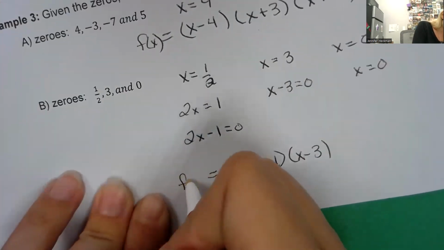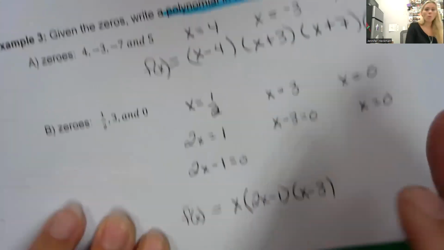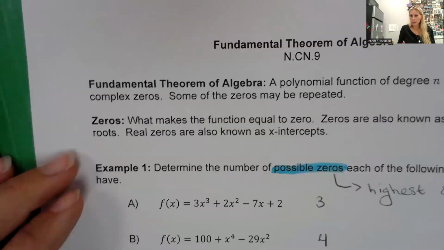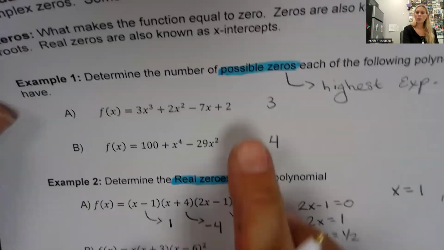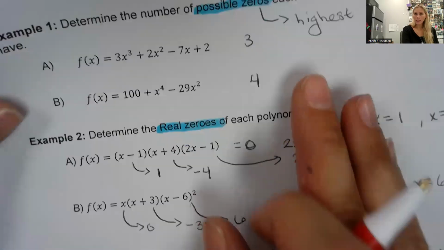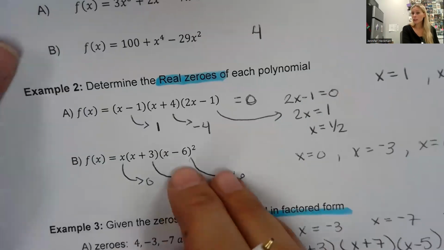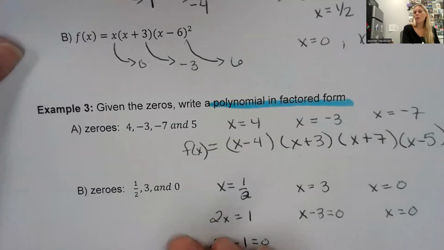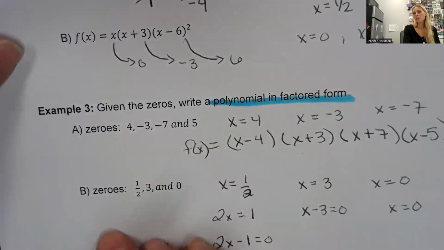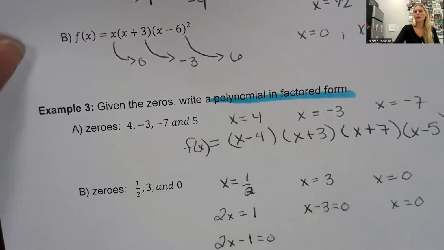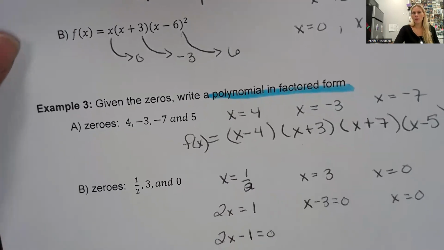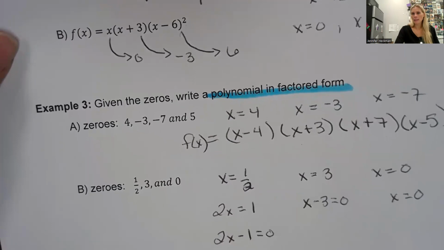So in this little lesson, we learned what the fundamental theorem of algebra is, the number of possible zeros, how to find the real zeros, and how to work backwards given the real zeros and make a polynomial in factored form. All right, let's try some practice with this.